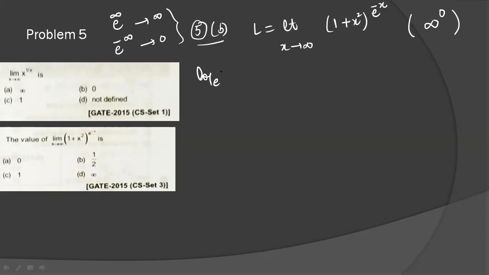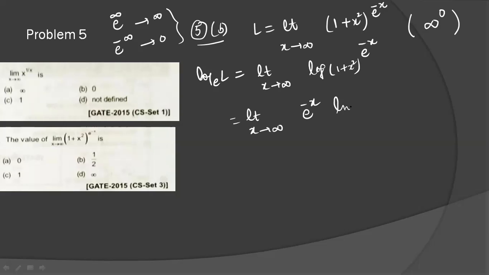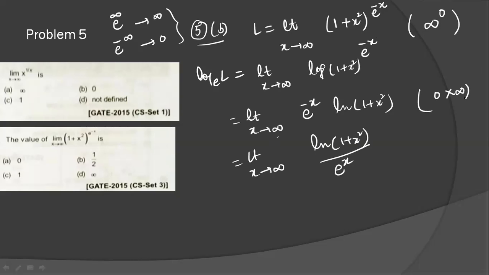The best way to tackle it is to take the log on both sides. So log of (1 + x²) to the power e to the power minus x. So the limit x tending to infinity of e to the power minus x times ln(1 + x²). Now try to make it in f(x) upon g(x) form. It will be over e to the power x, because if you apply infinity here, it will give you 0 into infinity, and 0 can be written as 1 upon infinity.